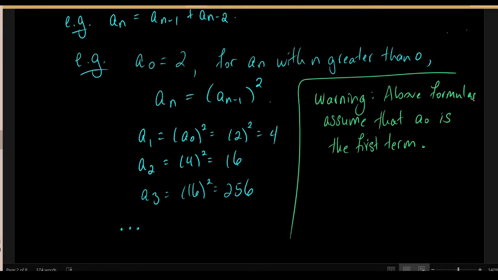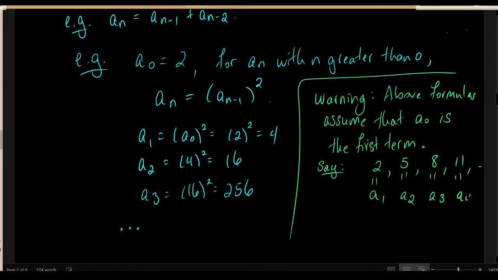As a quick example, suppose that someone has the sequence, you have the term 2, and then you have the term 5, and then you have the term 8 and 11, and so on. But the question tells you that the first term in the sequence is what they're thinking of as a sub 1. So they must be thinking of 5 as a sub 2, and 8 as a sub 3, and 11 as a sub 4. We would have to figure out what the term a sub 0 would be based on this pattern.